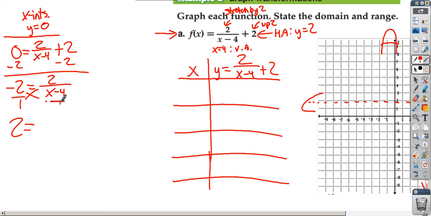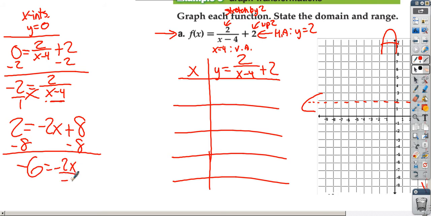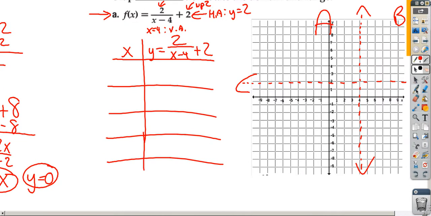Negative 2 distributed to this would be negative 2x, and then negative 2 times negative 4 would be positive 8. So we'll subtract 8 from both sides, and we'll get negative 6 is negative 2x. Divide by negative 2, so we get x equals 3 when y equals 0, because we found that point when we plugged in y equals 0. So we have a point 3 comma 0 on that graph. Let's put that in here. Here's 3 comma 0 right here.